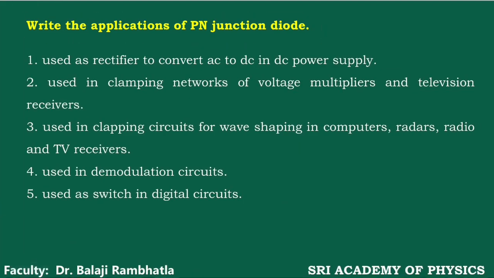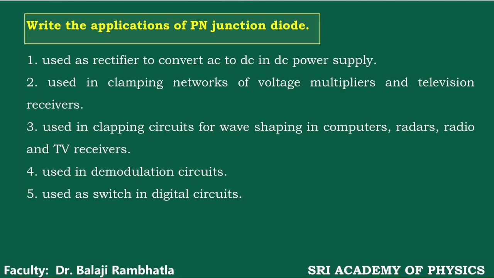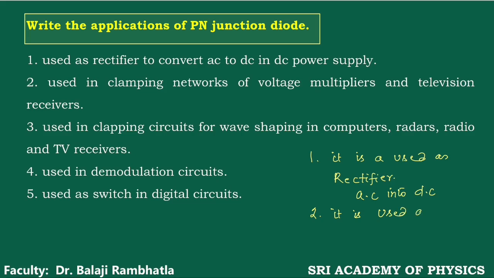Next, write the applications of the p-n junction diode. The main applications: first, it is used as a rectifier. What is meant by a rectifier? It converts AC into DC. Second, it is used as a logical switch. In forward bias, the p-n junction diode acts as a logical switch ON, and in reverse bias, the p-n junction diode acts as a logical switch OFF.